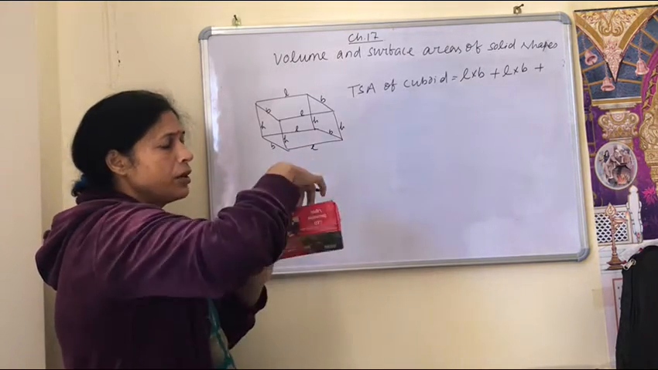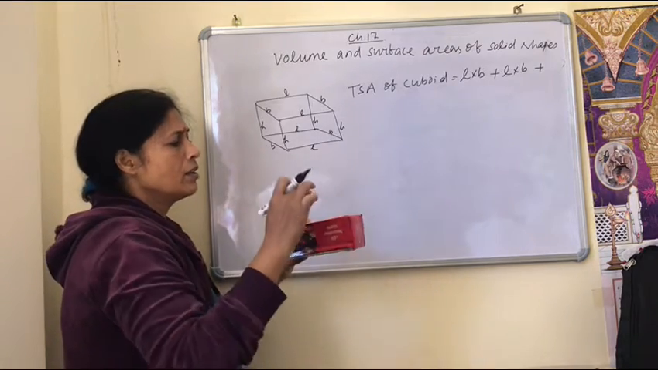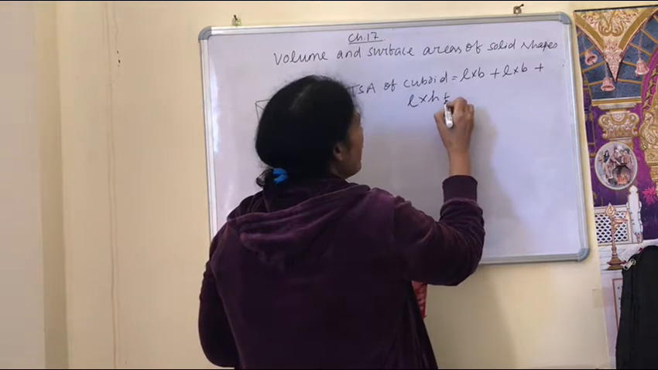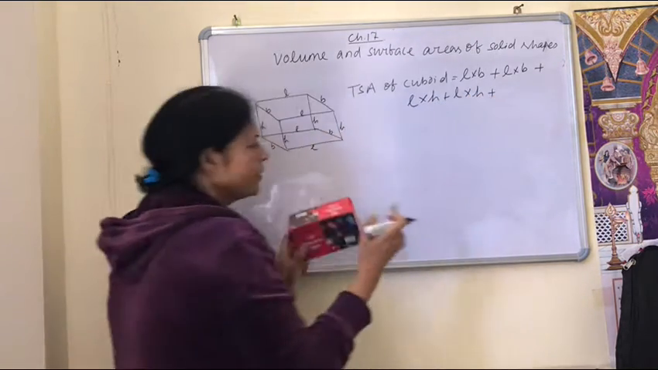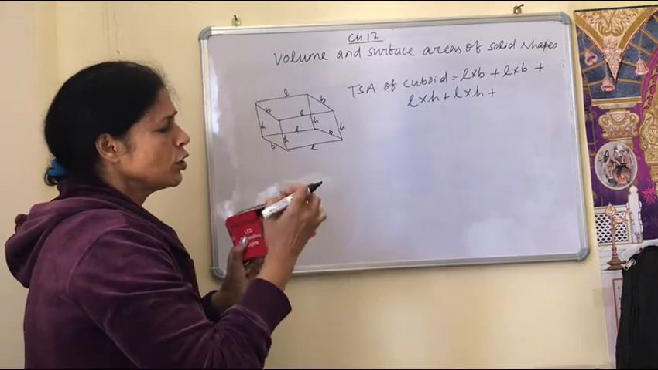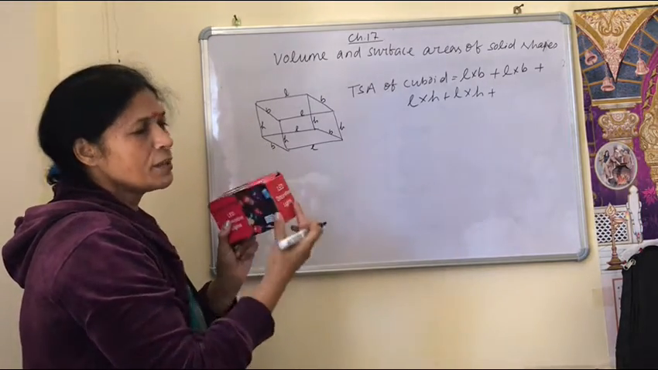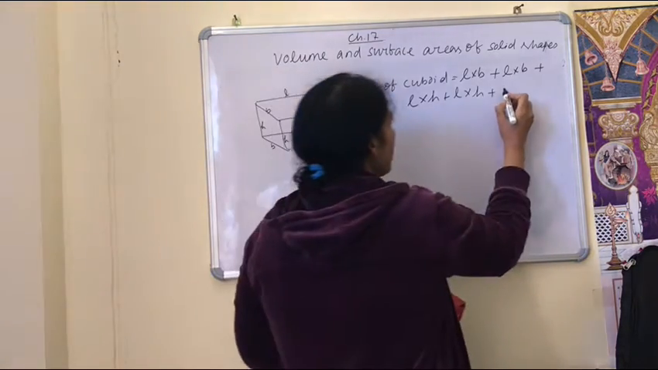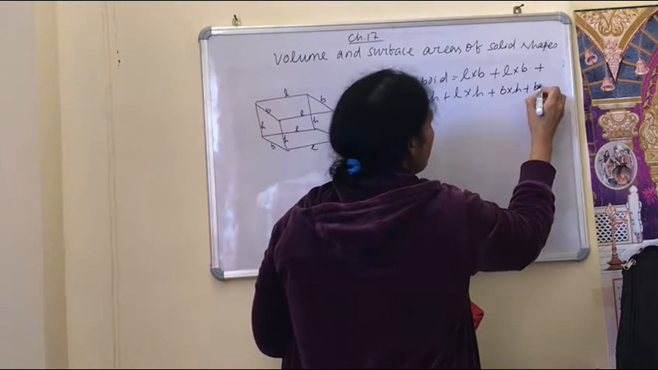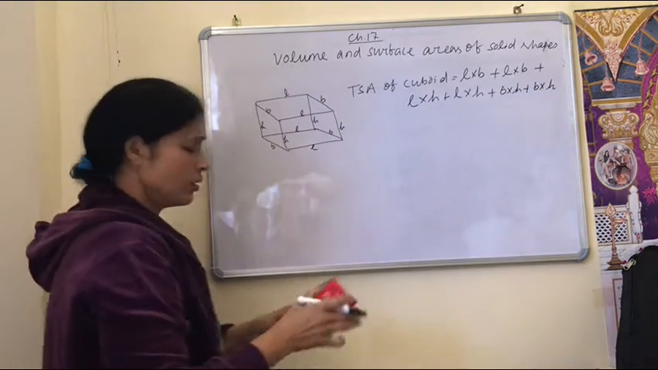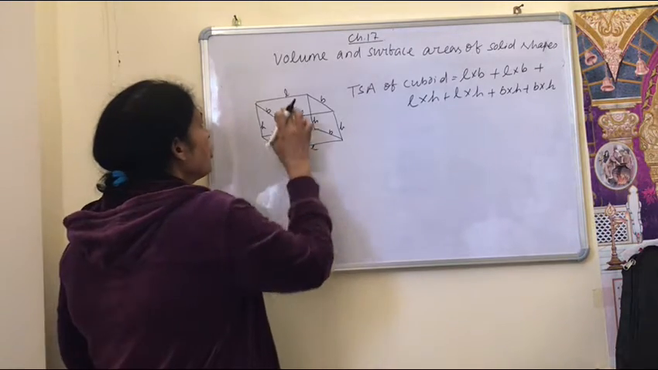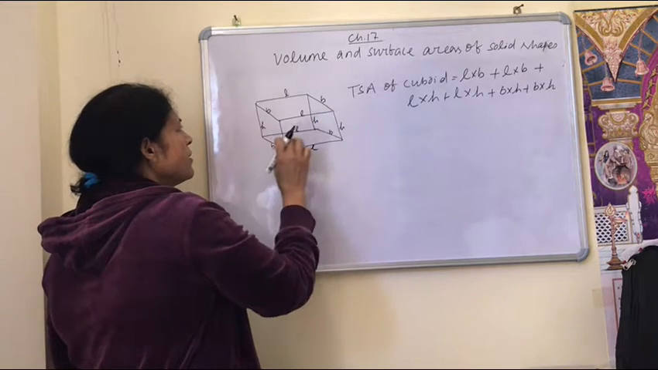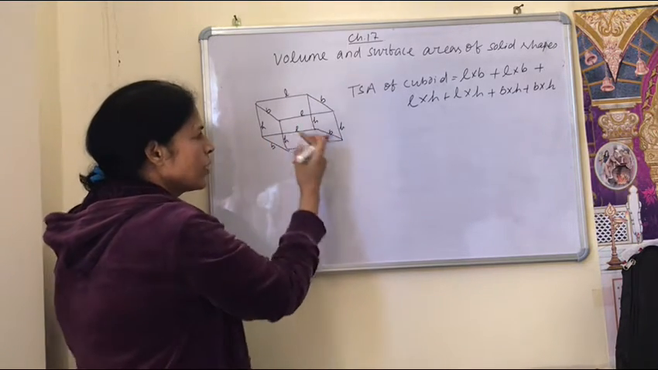Front and back: length into height. In this case also length into height. So L into h plus L into h. In these two sides, this is your breadth and this is your height, so B into h plus B into h. Clear? So top LB, bottom LB, then these sides BH, then front and back LH.